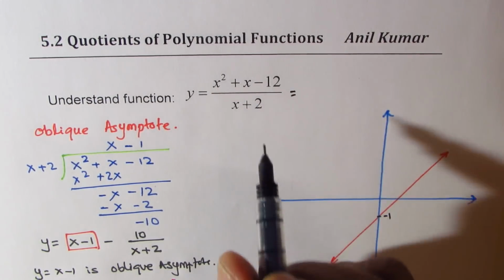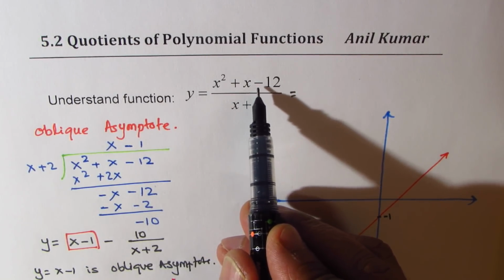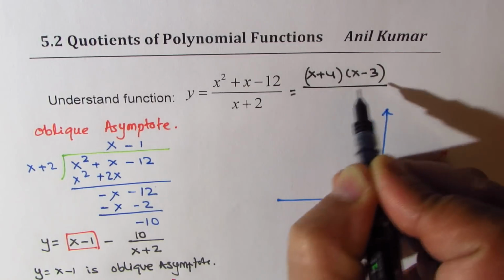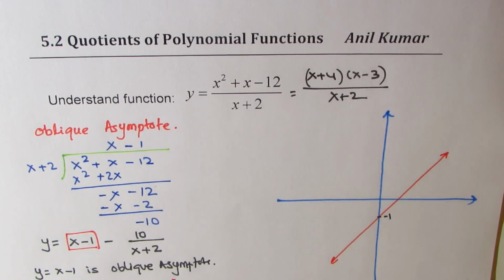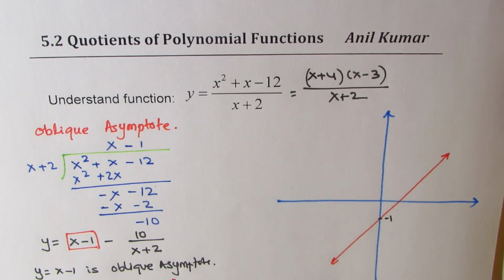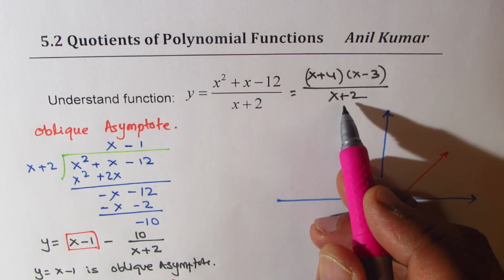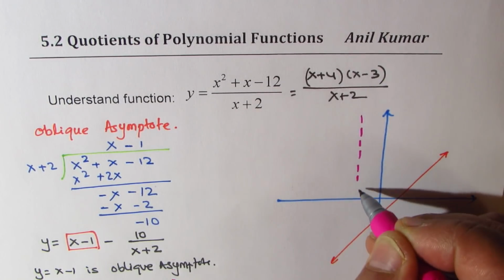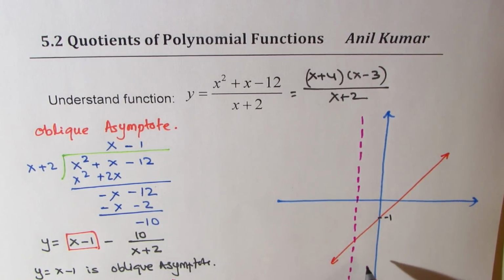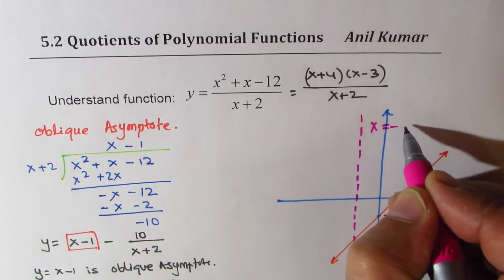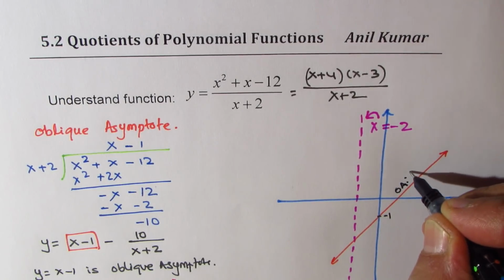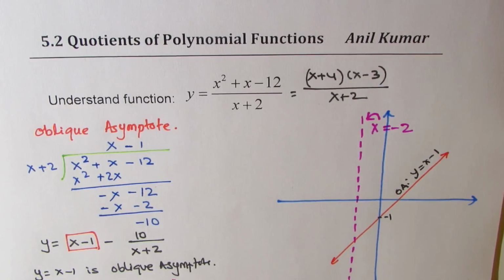Now let's also look into this function and factor the numerator. So the product is minus 12, the sum is 1, so 4 and 3. We could write this as x plus 4 times x minus 3 over x plus 2, correct? That gives you a couple of things. One, we have x-intercepts at minus 4 and at 3, and a vertical asymptote at x equals minus 2. So at minus 2, let me draw a vertical asymptote first. This is our vertical asymptote. We'll call this x equals minus 2, which is the equation of the vertical asymptote. Right. So we have here our oblique asymptote. Let me write OA, oblique asymptote, as y equals x minus 1, and that is our vertical asymptote.